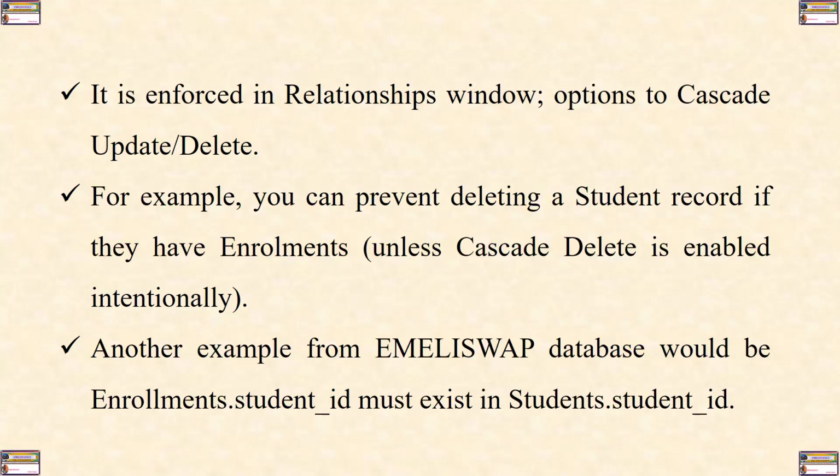Another example from the database that you're going to be creating would be enrollments.studentID. This means a field called student ID in enrollments table must exist in the table called students, because you cannot enroll somebody who does not exist. Therefore, student ID must exist in students table if that student has to be enrolled and details kept in the enrollments table.